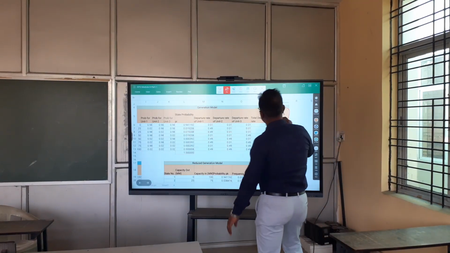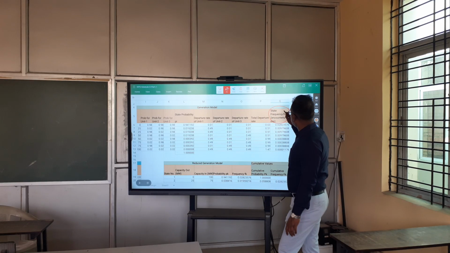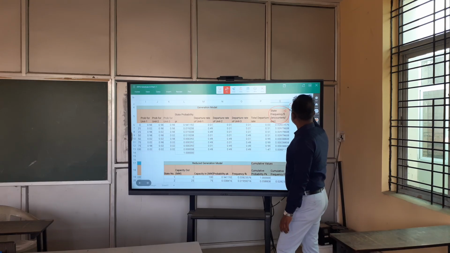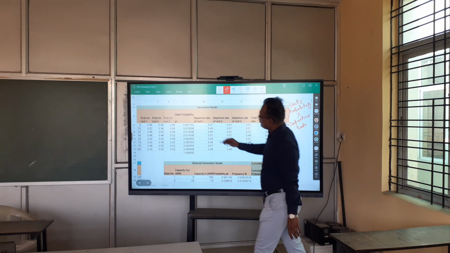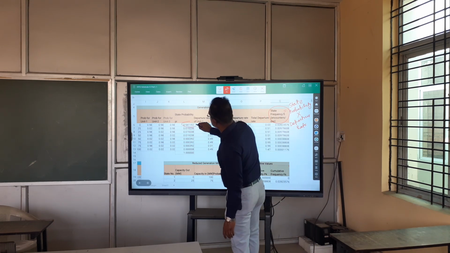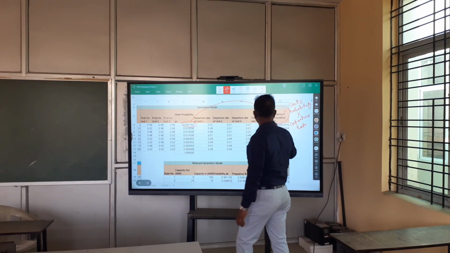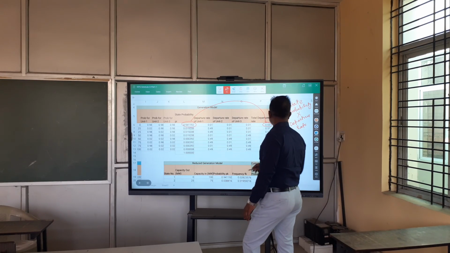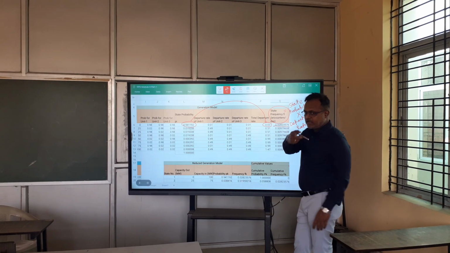So write down: state frequency is equal to state probability into departure rate. That means if you multiply 0.94112, which is the state probability, with the total departure rate 0.03, you should get this number. Are you getting it? Cross checking.